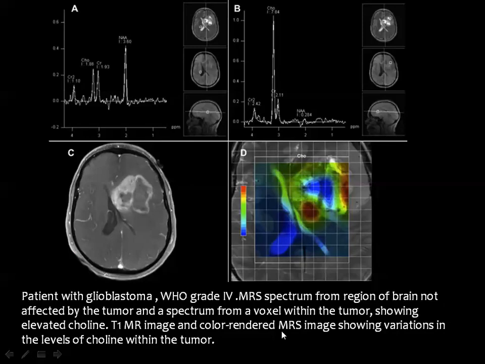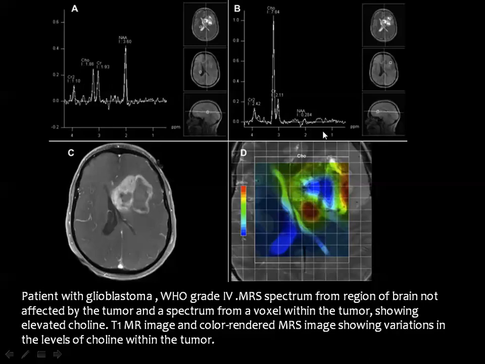And if you look here you have two spectra, one from the normal brain tissue on this voxel, and you got the normal spectrum, and one from the tumor, which is present here, and you got very, very marked elevation of the choline compared to the N-acetyl aspartate, which is markedly depressed, and this is the peak of creatine.